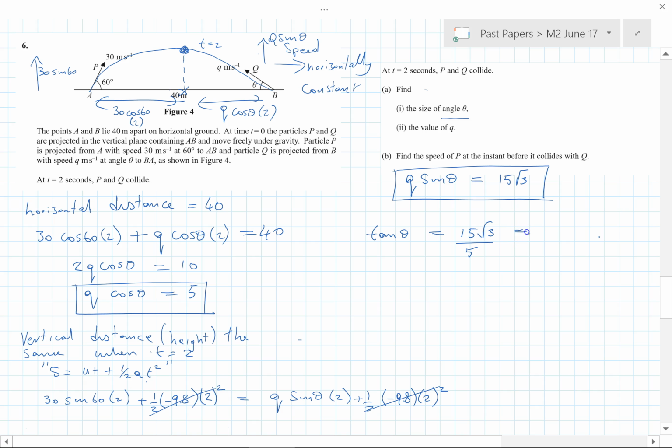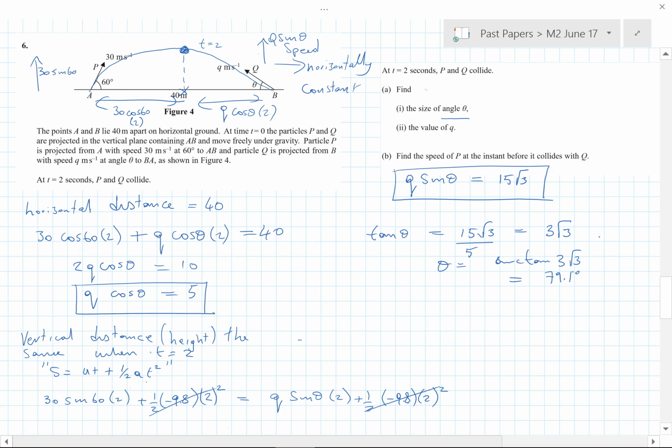So that equals 3 root 3. The inverse tan of that, so theta equals the inverse tan of that, which is 73.9 degrees. My apologies, I must have had the wrong number written down. It's actually 79.1 degrees, of course.